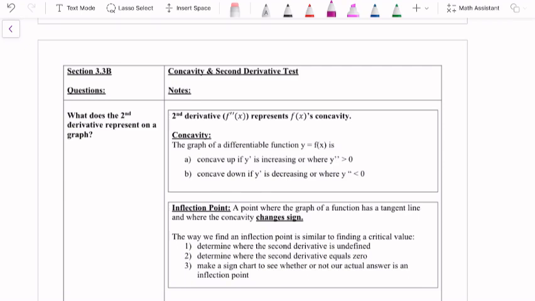Hey everyone, in this video we're going to talk about section 3.3b, which is about concavity and the second derivative test. So we all know derivatives are so fun, so why stop at one derivative when you can take two?